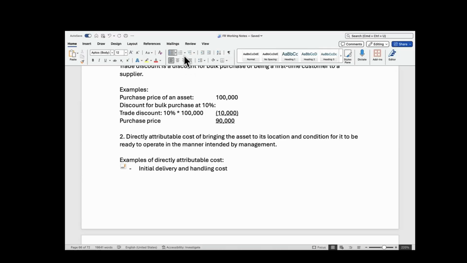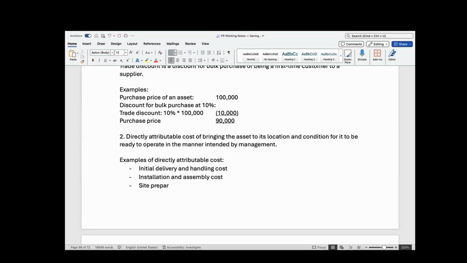Initial delivery and handling. The next one after initial delivery and handling is when you have dropped it, then you need to incur installation and assembly costs. When you take it to where you want to use it, you will need to install and assemble the asset. The cost you incur for that would also be a directly attributable cost.